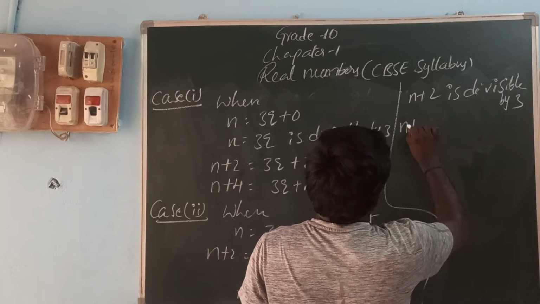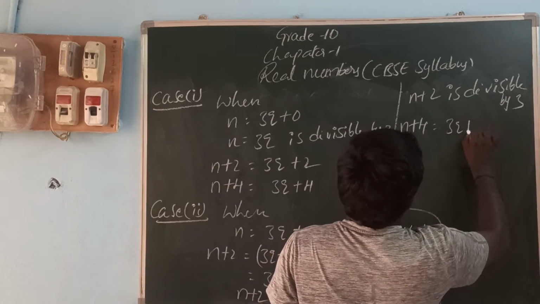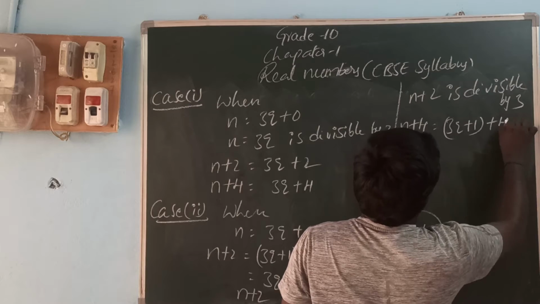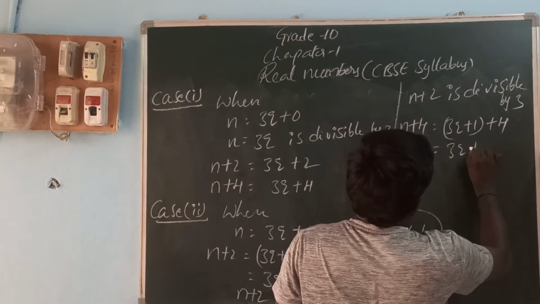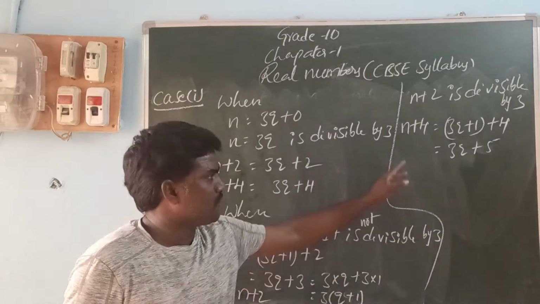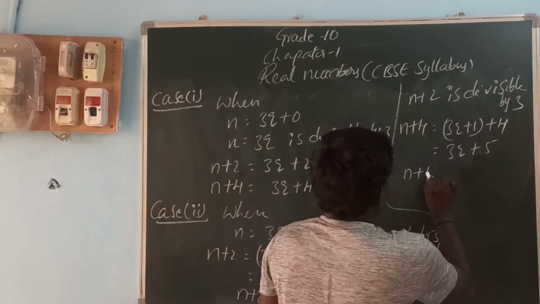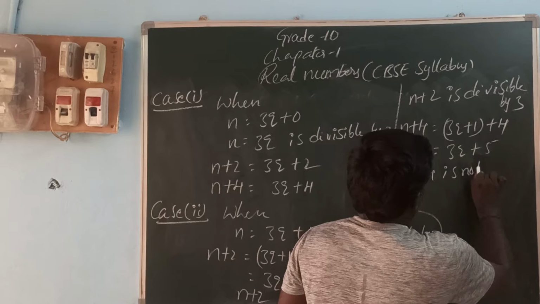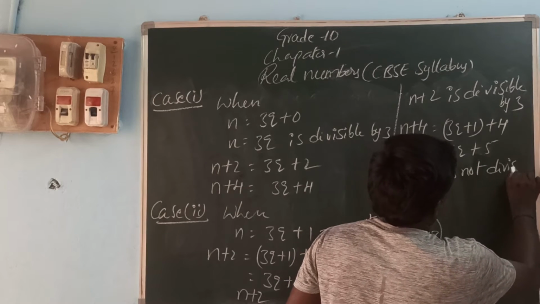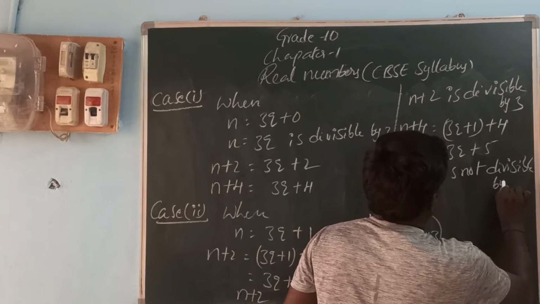Next, n plus 4, that is 3q plus 1 plus 4, so 3q plus 1 plus 4 is 3q plus 5. So the number which is divided by 3, the remainder is how much? 4. That means n plus 4 is not divisible by 3.